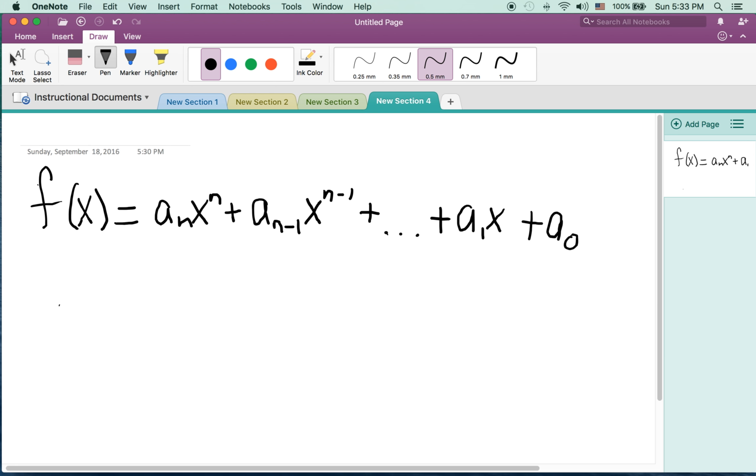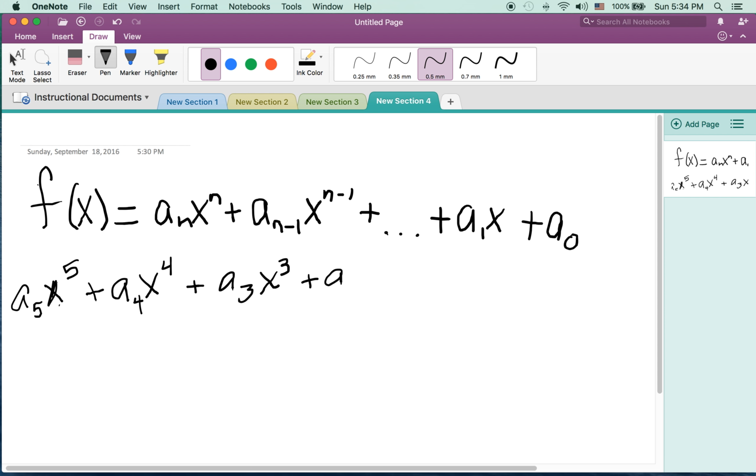Okay, so let's take n equals 5. Okay, if we had a 5th degree polynomial, our first term is a of 5 times x to the 5th plus a of 4 times x to the 4th plus a of 3 times x cubed plus a of 2 times x squared plus a of 1 times x plus a naught, or a of 0.